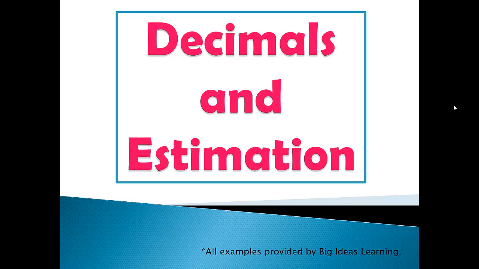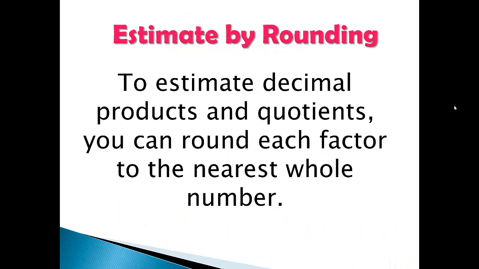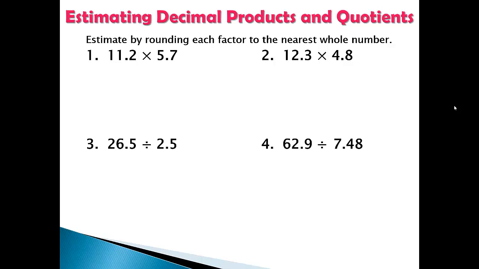Today's lesson is on decimals and estimation. One way we can estimate is by rounding. To estimate decimal products and quotients, you can round each factor to the nearest whole number. Now we'll look at a couple of examples where we're estimating decimal products and quotients. We're going to round each factor to the nearest whole number to estimate.